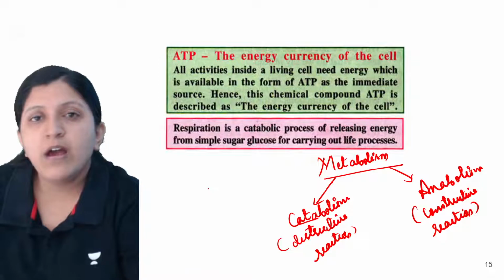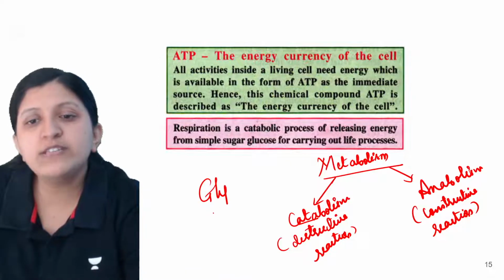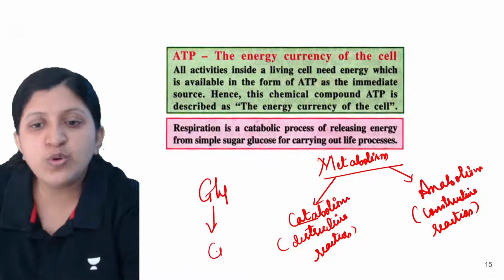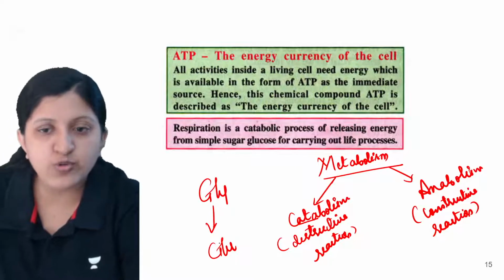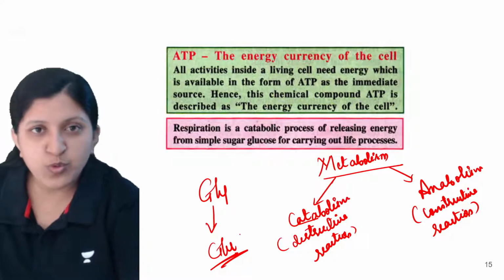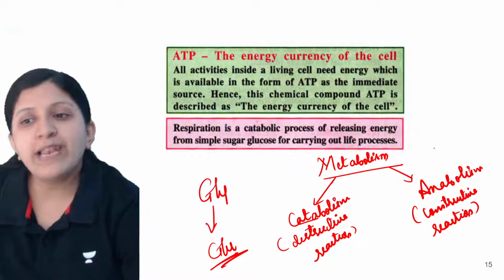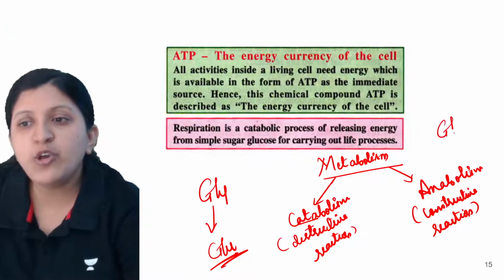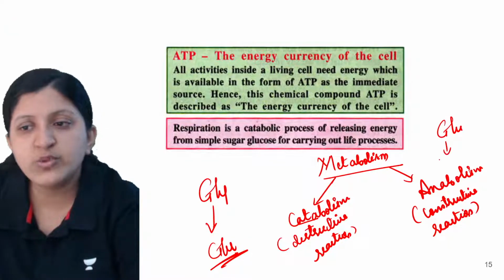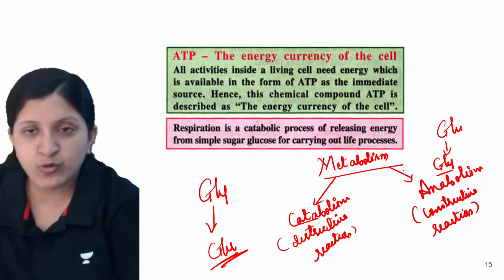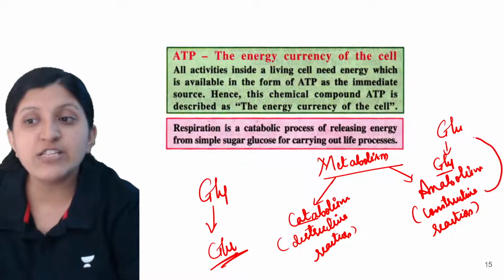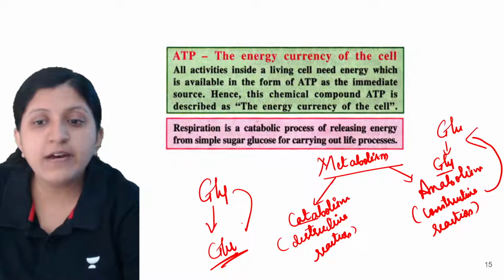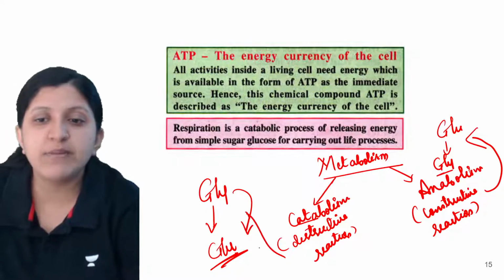So catabolism is, let's say, glycogen being broken down further into glucose. The breaking of glycogen will occur and many glucose units are formed. In anabolism, many of the glucose units are joined together and glycogen formation occurs. So this is a construction that is occurring, and here it is a destruction which can be seen.